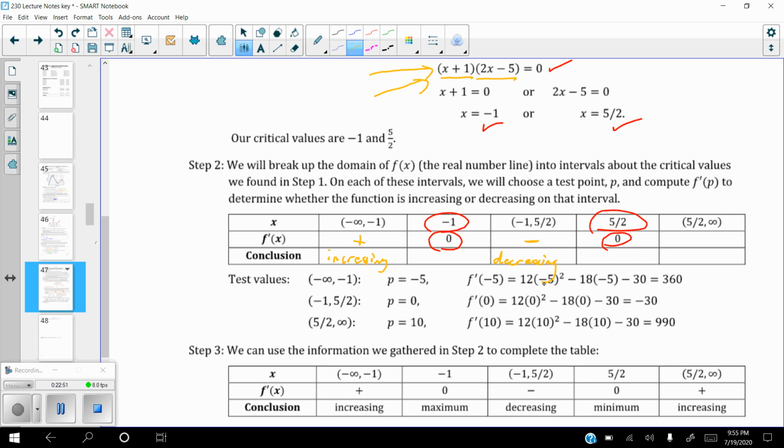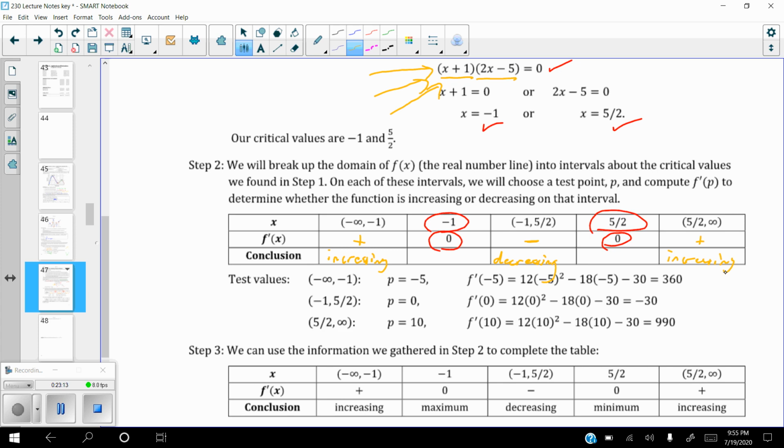And then, as you might guess, although it's not always the case, so you definitely need to check, in the last interval, I'm going to pick something which is greater than 5/2. 5/2 itself is 2.5, so let's pick 3. If we plug a 3, once again, back into these, 3 plus 1 is positive, 2 times 3 minus 5 is positive, so this whole thing is positive, which means increasing here.